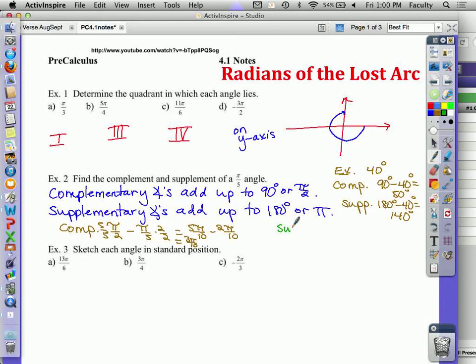Now to do the supplement, instead of 180 minus the angle, I'm going to take pi minus pi over 5. Well, I need a common denominator in order to do this. So I multiply by 5 over 5, and I get 4 pi over 5.